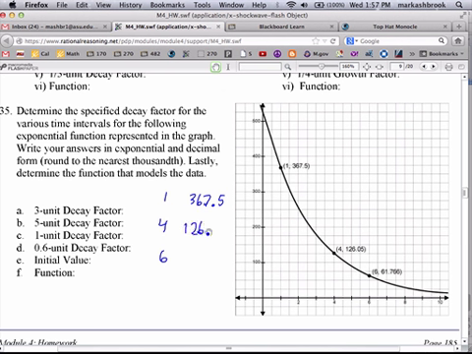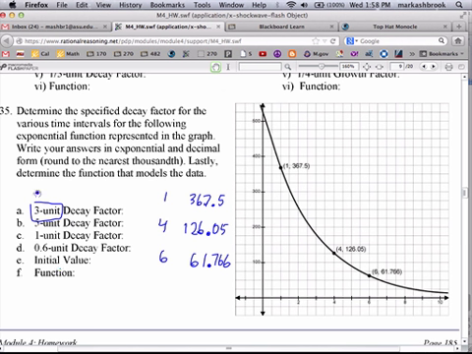126.05. 61.766. Okay, so this is what's decaying, the output or the Y value. Okay, the 3-unit decay factor. What does 3-unit refer to? The input or the output?